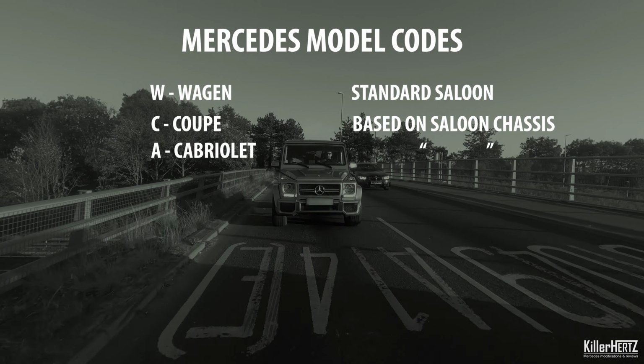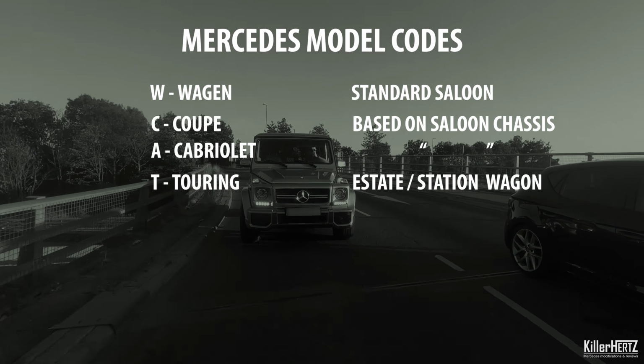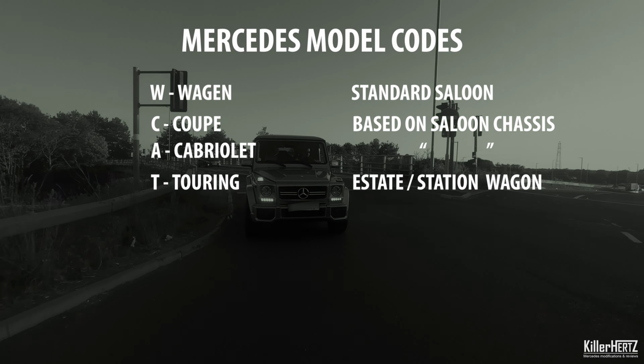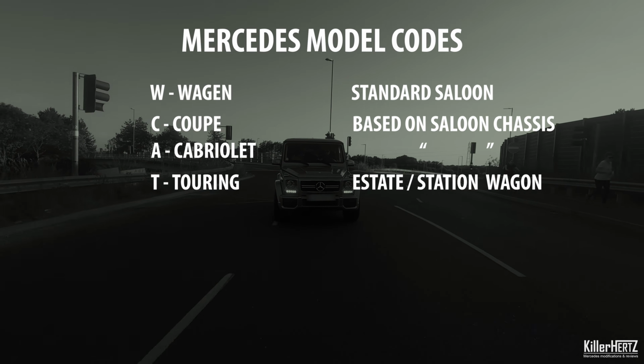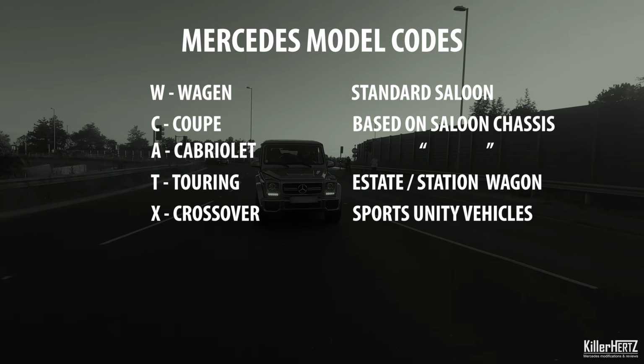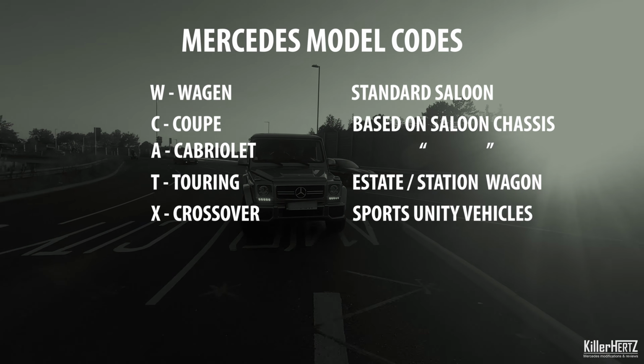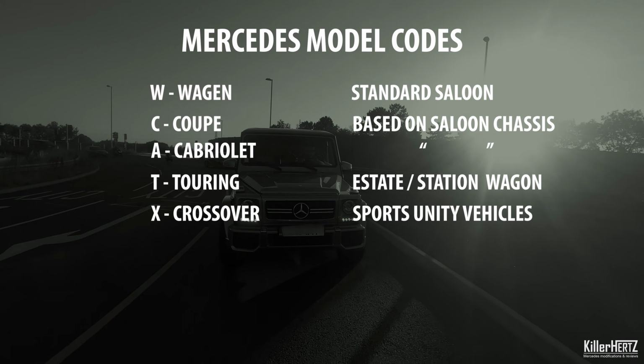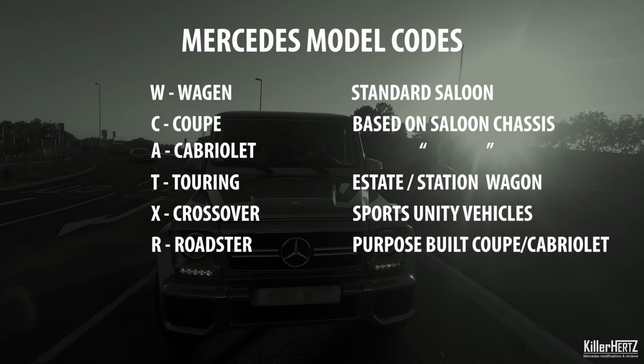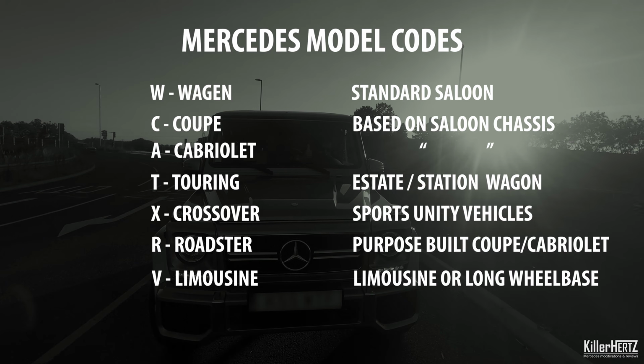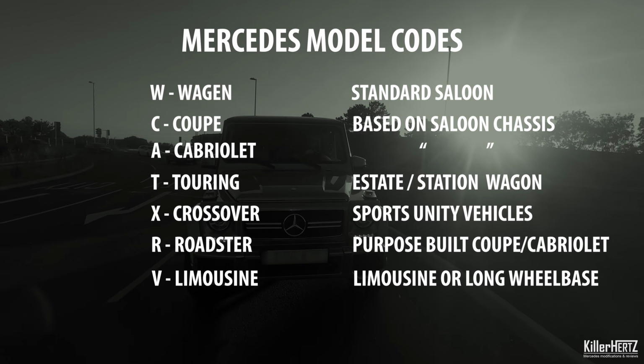We've also got the T models, which are for touring or estate models. Got the X models, which are for 4x4s and SUVs, excluding the G-Wagon, and not forgetting the R models, which are for roadsters, and then finally the V models, which are used for limo based cars such as the Maybach, all very rare long wheelbase variants.